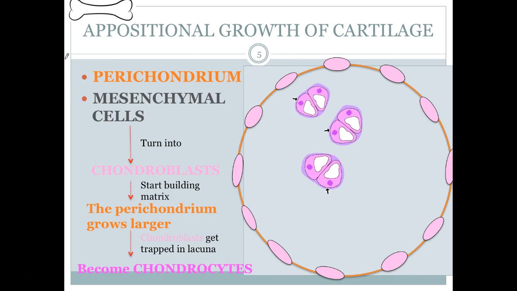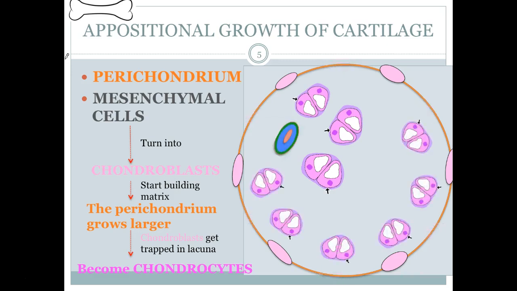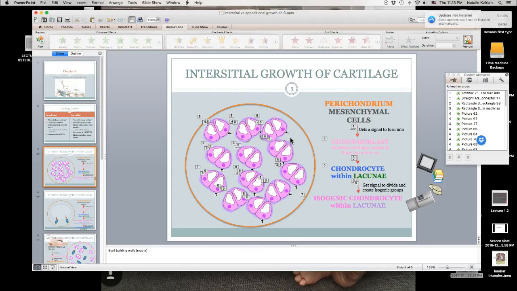At that point our perichondrium has grown larger, our community has grown larger within the university, and these chondroblasts get trapped in a lacuna. You get trapped within your program that you need to finish, and you're going to become a chondrocyte, and you'll be so happy when you're there. So I'm going to put both those isogenic types and irregular chondrocytes here in the middle. I hope that explains appositional and interstitial growth a little bit better. Please let me know if you still have questions on this topic.